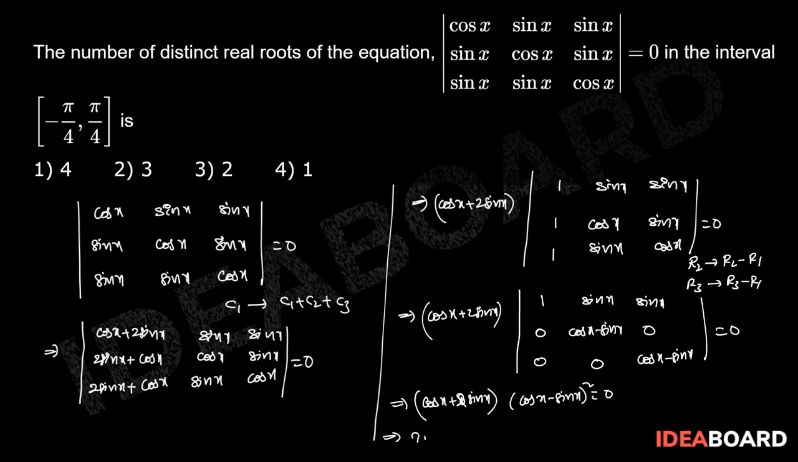That implies tan x is equal to minus 1 by 2, or tan x equals 1. So in the interval [-π/4, π/4], x has exactly two solutions. The number of solutions of x equal to 2. The correct answer is third option.